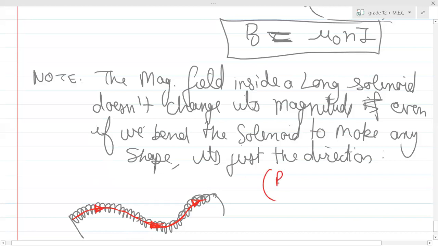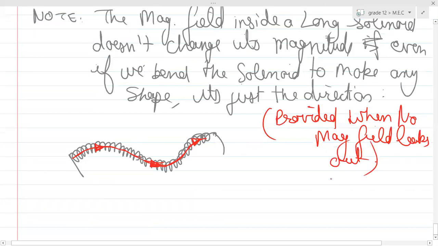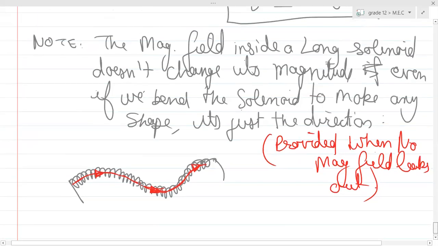Okay, please remember, this is only happening when no magnetic field leaks out. Is it clear? Is this clear, guys? Any doubt? Check. So, please write it down.